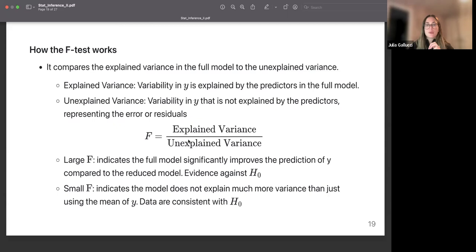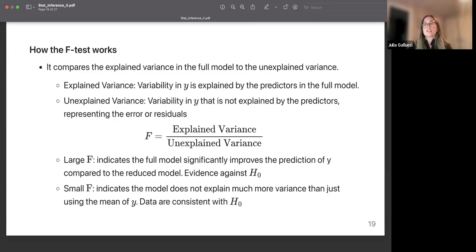Then we have this unexplained variance here, and this is the variability in our price that cannot be explained by our predictors. So this is, in other words, the residual or the error within the model. And this is the part of house price that is still left unexplained after accounting for these predictors. So here the F statistic is this ratio. It's calculated as explained variance over unexplained variance.